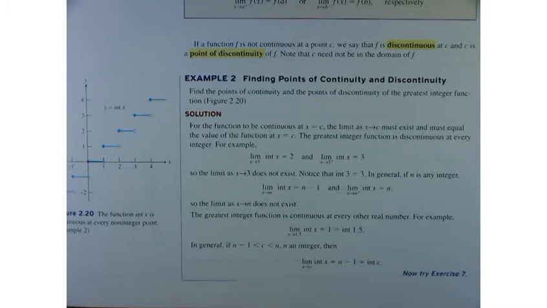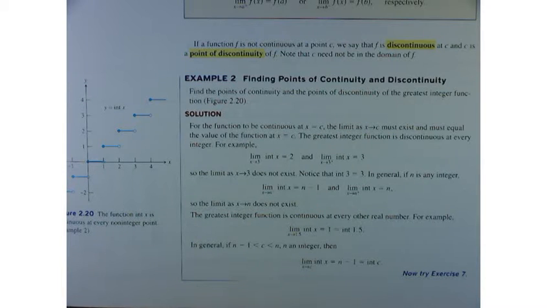It says here, if a function is not continuous at a point c, we say f is discontinuous at c, and c is a point of discontinuity. Note that c need not be in the domain of f. So for example number 2, it says finding points of continuity and discontinuity. We have the greatest integer function. And it says here, find the points of continuity and discontinuity in the greatest integer function.